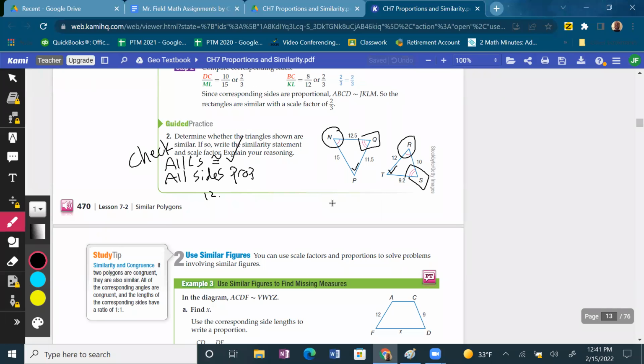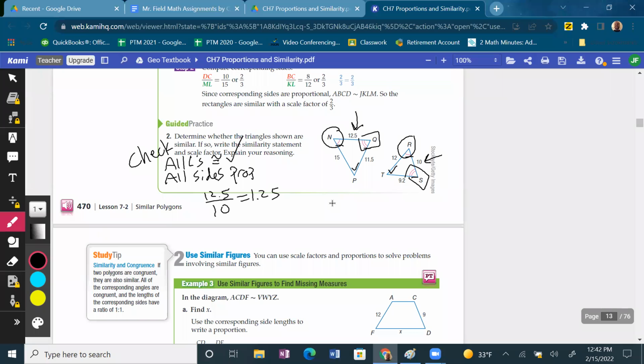So 12.5, what would we divide that by? NQ, that's going to be divided by 10. And I know that because 12.5 is in between the 1 and the 2, and 10 is also in between the 1 and the 2. So they are corresponding sides. So I'm just going to actually divide 12.5 by 10, and I know that's 1.25.